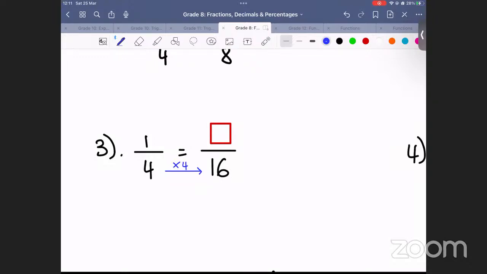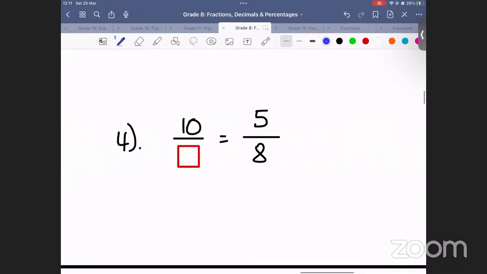Multiplied by 4 to get to 16. So what we do to the bottom, we should do to the top if we want to keep it equal, because there's an equal sign. So it's saying that 1/4 is equal to what over 16. To maintain that equal sign, whatever we do to the bottom, we have to do to the top. So we do the same thing to the top: 1 times 4, which is 4. So your answer is 1/4 is equal to 4/16.